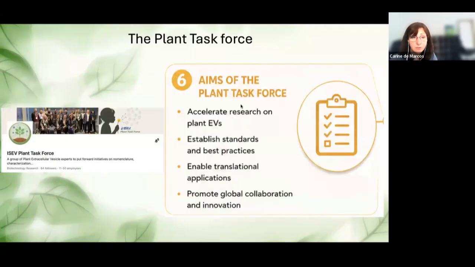So the overall aim of the plant task force is to accelerate the research on plant EVs, establish standards and best practices, enabling translational applications, and promote global collaboration and innovation, very much like MISEV did, but with the specific challenges that the plant researchers face.